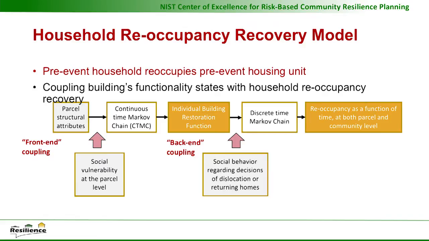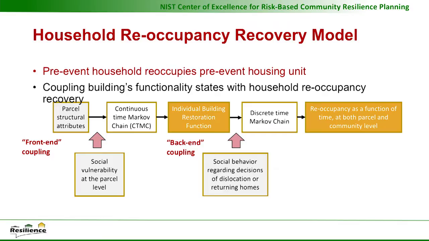When we look at reoccupancy, we are specifically focused in this case on a pre-event household returning to their pre-event housing unit. In order to do this, we have coupled the social characteristics, household information at the front end. We've done this at the parcel level for a community, as well as integrating in the social vulnerability characteristics at the parcel level. This is brought into, as Charles had just discussed, a Markov chain process, which allows us to not necessarily predict precisely the outcome of the community, but to use a random process and to use information in order to statistically analyze the recovery process.